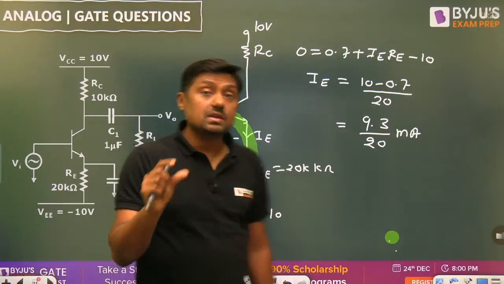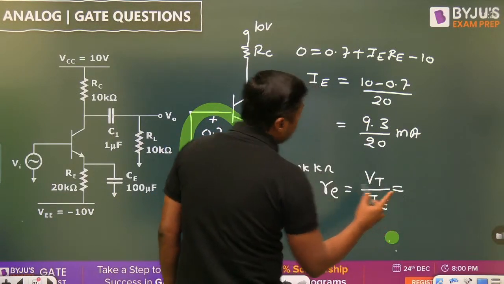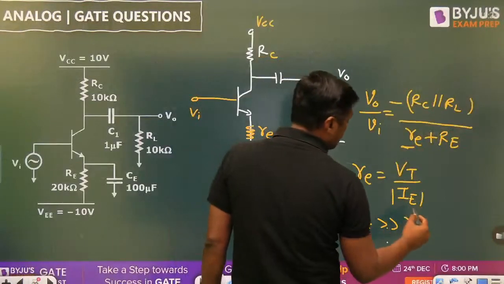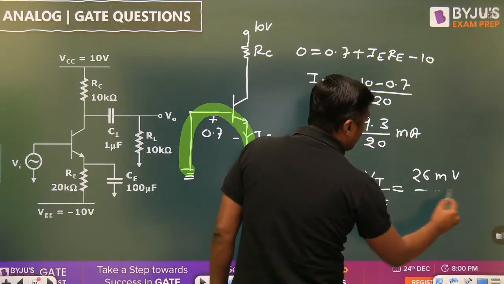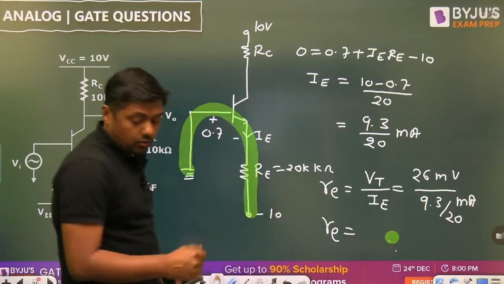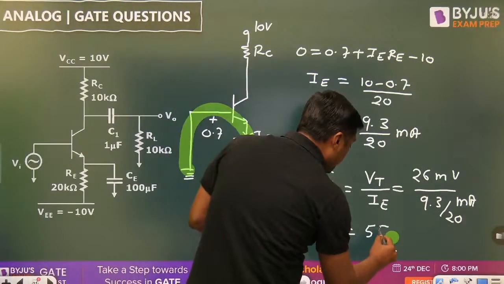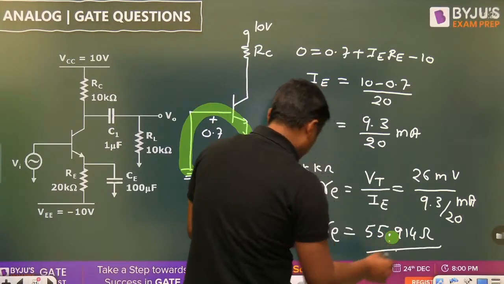This is the IE. Now what is the small RE? Small RE will become VT by IE. Value of VT will be given in the question, that is the 26 millivolt. 26 millivolt divided by 9.3 divided by 20. Milli cancel out. And you will get the small RE. What is the value of the small RE? Now you can find the value. Okay, tell me. So it will become 26 into 20 divided by 9.3. 55.914 ohm. Nearly equal to this one.